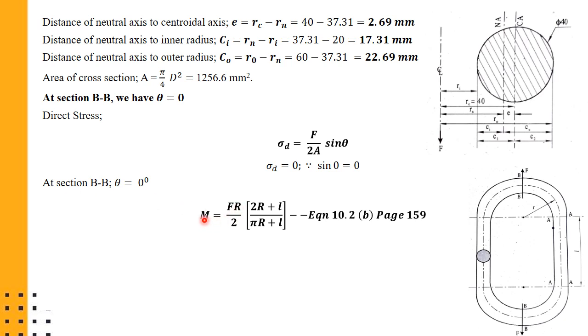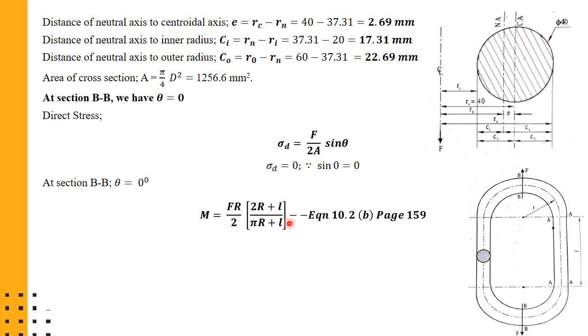So for bending stress, first we have to know the bending moment that is acting at section BB where theta is equal to 0, right? You can get this formula, which is present in page number 159, in equation number 10.2b.